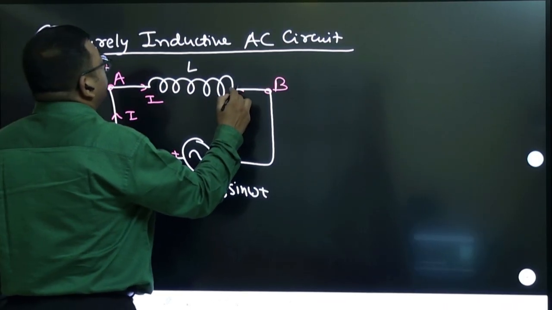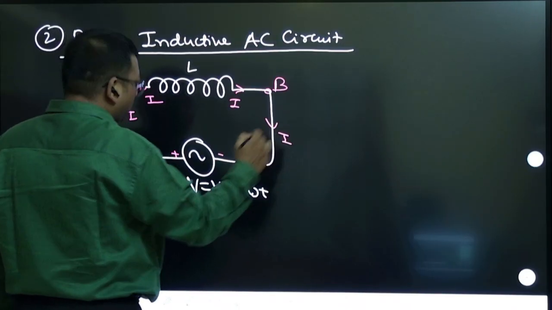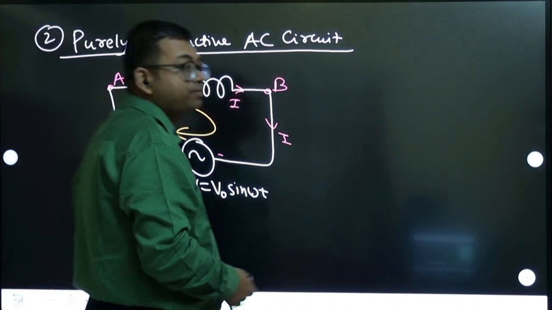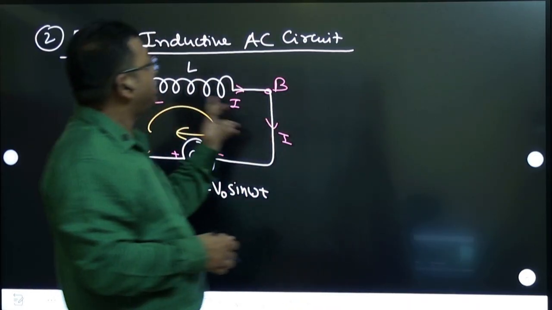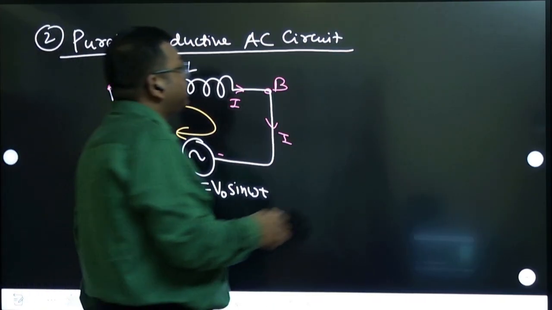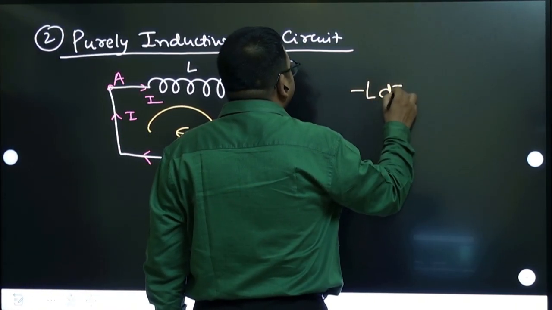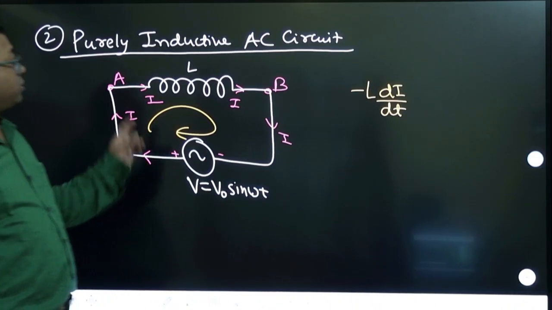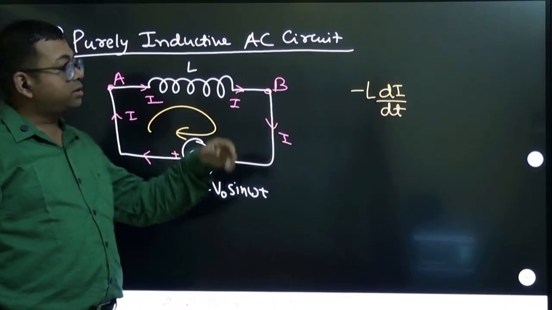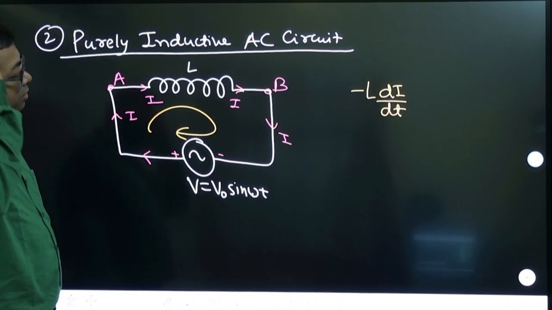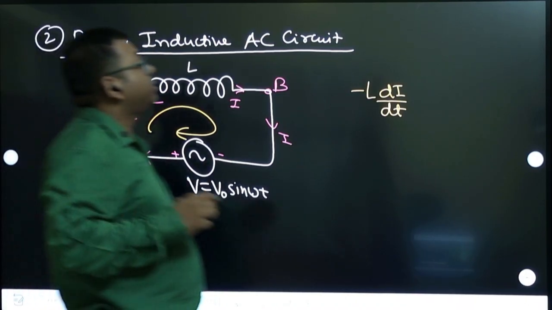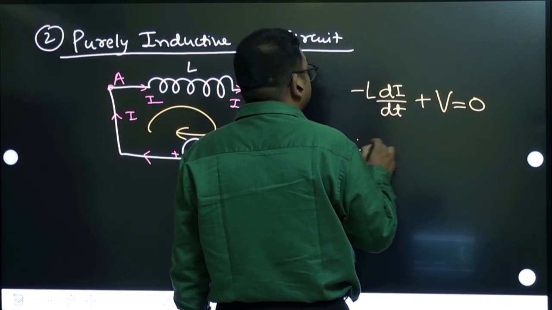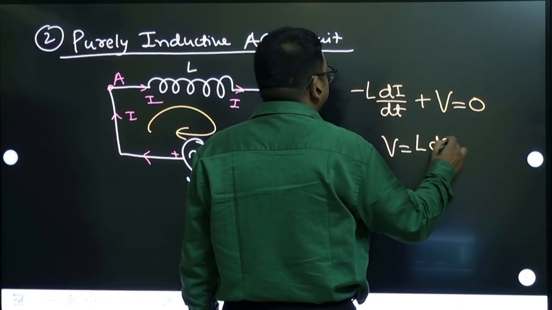Again we are writing the current direction. Again apply KVL. You are going in this loop, apply KVL. When we are going from A to B direction, that is minus L di by dt. I think you have remembered this. We have studied it in electromagnetic induction. Then you are going from minus to plus, so that will become plus voltage. So this voltage is equal to L di by dt.